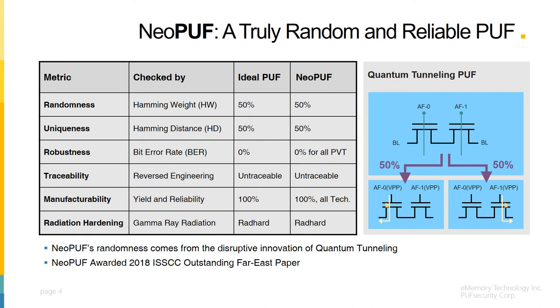Regarding traceability, because precise energy control is used in the entropy generation process, there will not be any physical marks generated. So there is no physical or electrical analysis that can reverse NeoPUF entropy. In addition, according to the gamma ray radiation experiment, NeoPUF also shows the characteristic of being radiation hardened, which is suitable for applications from car, industry, military to aerospace. Moreover, NeoPUF can be mass produced from 5 nanometers to 0.15 micrometers without worrying about reliability and yield loss.